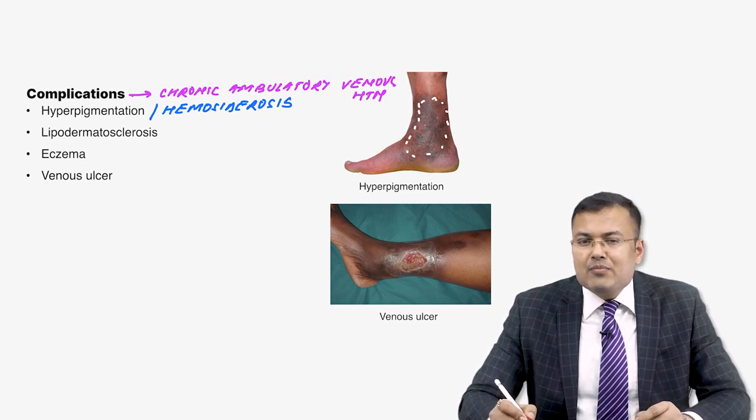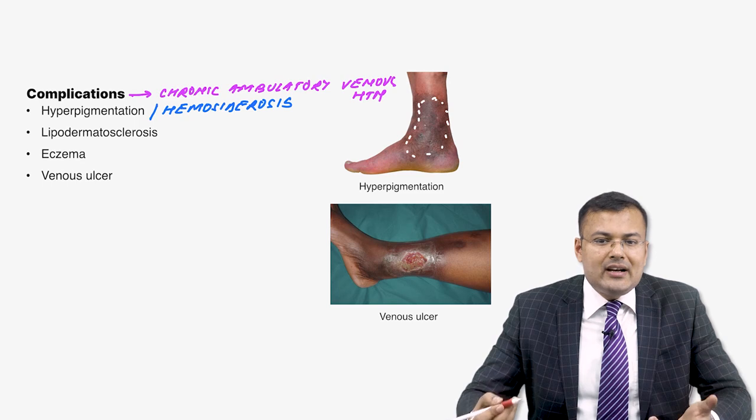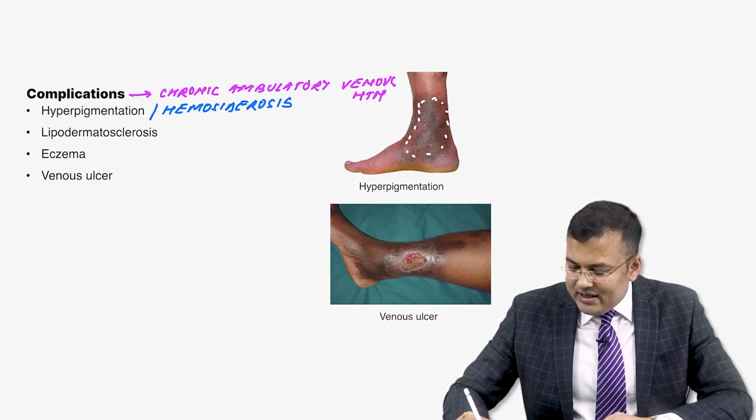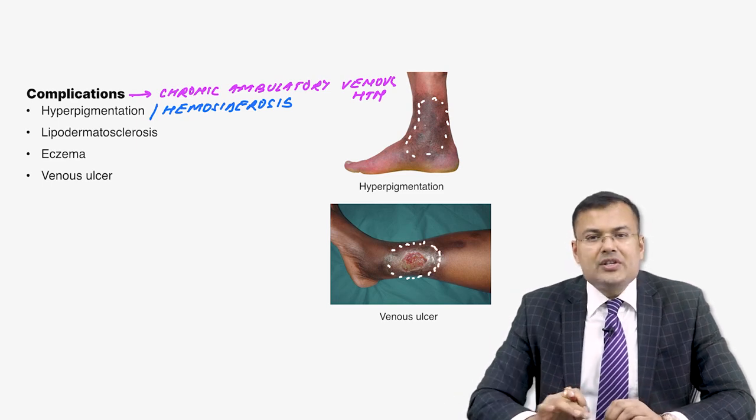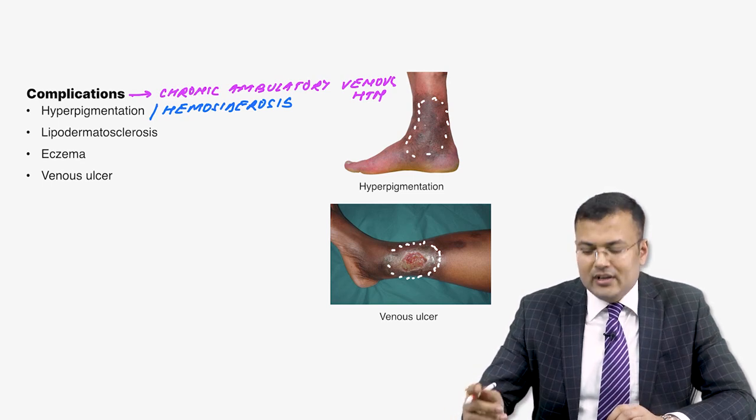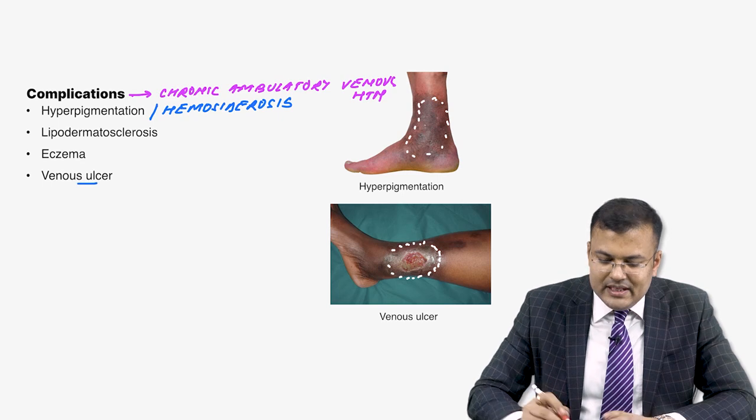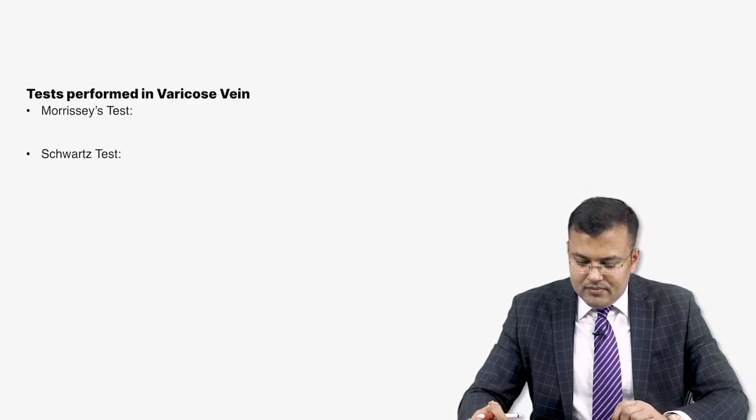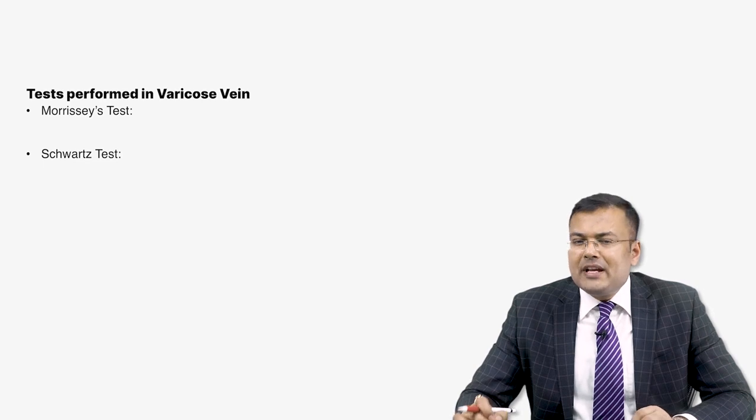Another thing is lipodermatosclerosis, eczema, and ultimately you can see the patient can develop what? Varicose ulcer or venous ulcer. And what is the typical location? It is located in Gaiter's area, that is just above the medial malleolus. So this is a venous ulcer. These are the complications. Now, what are the tests performed in varicose veins?